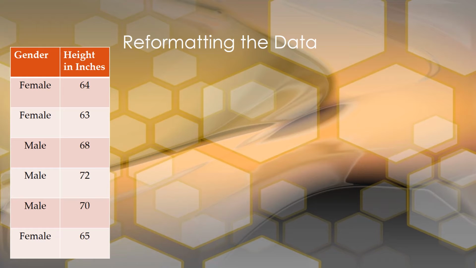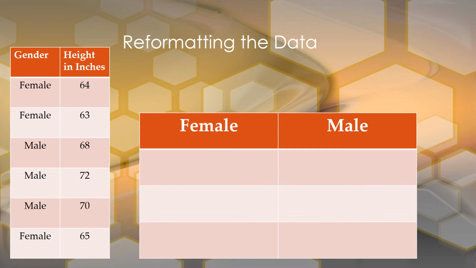Okay? So here we have two variables. We have gender, which is a nominal variable. It's categories that aren't ordered. Then we have height. This is a scale variable. So what we want to do is get the average height of females and the average height of males. So we have two categories, female and male, and we want the average height for each of those categories. So we're going to reformat the data.